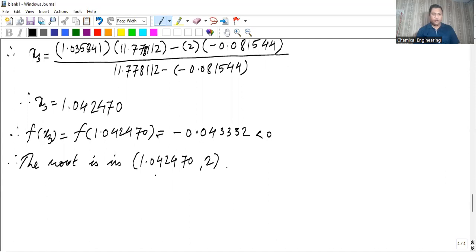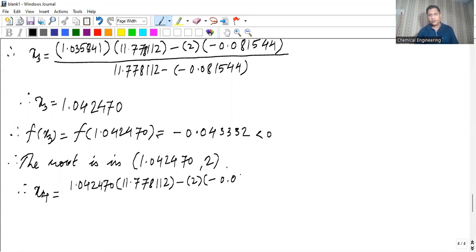Once we update the value of A, this is the interval that we can have. Once we have this interval, we can calculate the next iteration. So we have 1.042470 into 11.778112 minus 2 into minus 0.04332. Okay.